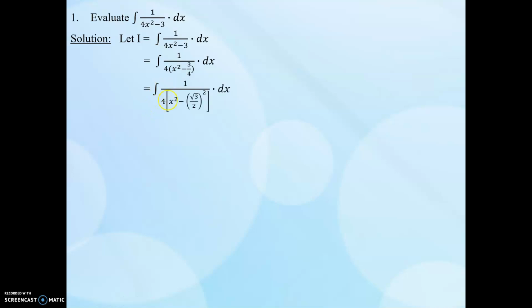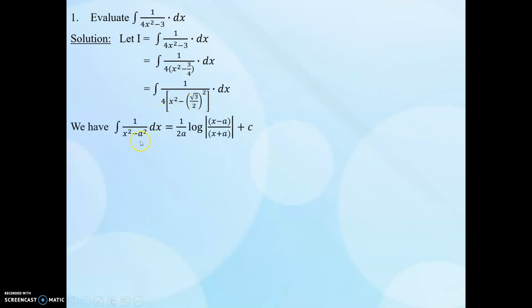The first question is evaluate integral 1 upon 4x square minus 3 dx. So let I is equal to integral 1 upon 4x square minus 3 dx. Now we have to take this 4 outside to make the coefficient of x square as 1. So integral 1 upon 4 into x square minus 3 upon 4 dx. Here 3 upon 4 can be written as root 3 upon 2 whole square, a perfect square. So we can apply this formula.